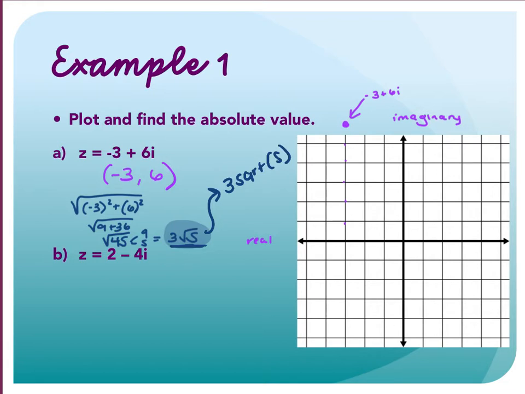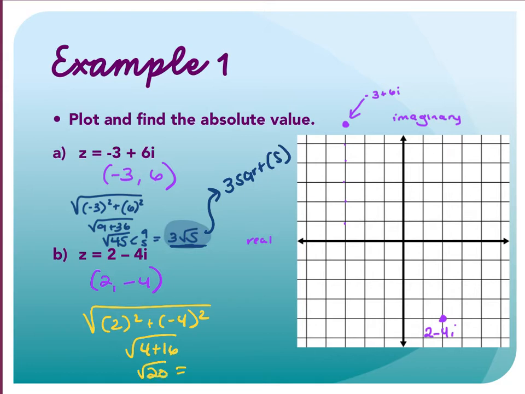All right, then b says z is 2 minus 4i. So what's the coordinate point? 2, negative 4. That means I'm going to the right 2 and down 4. I'm going to plot that point. And again, it's just a point. And then the absolute value is the square root of 2 squared plus negative 4 squared. 4 plus 16, square root of 20, which is 4 and 5, so 2 root 5.